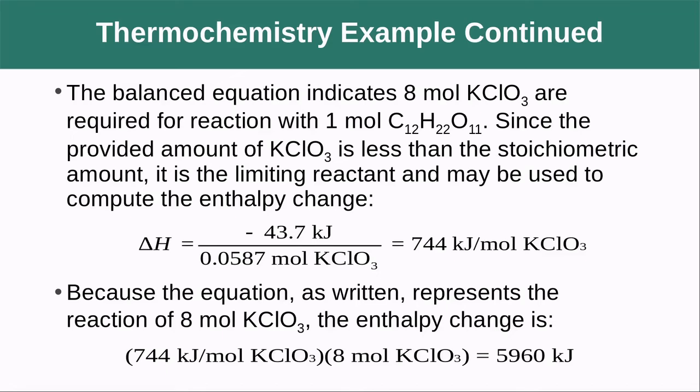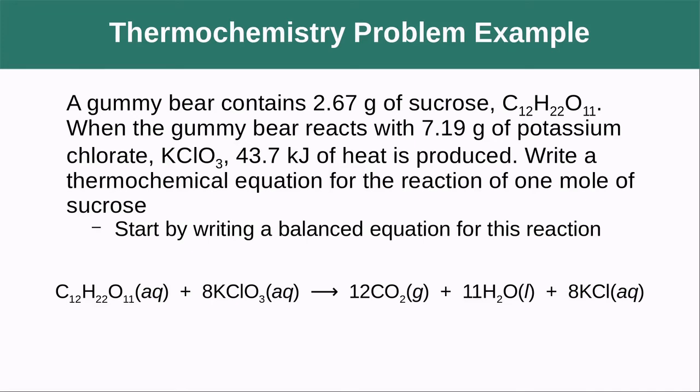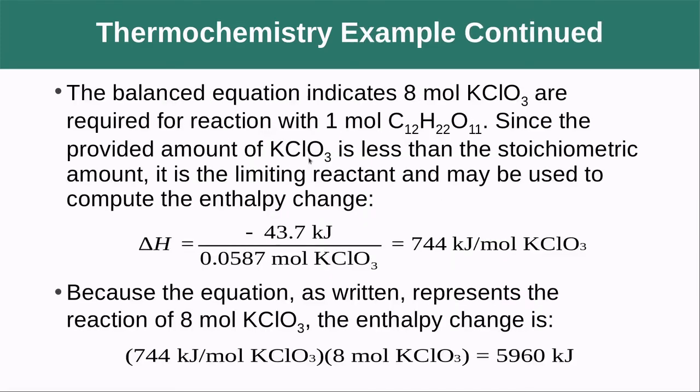Next, we take the limiting reactant, our potassium chlorate, and use that to determine our delta H change. We come back and look at the problem. We see that 43.7 kilojoules of heat is produced. That's all of our heat right here. We're going to divide that by the number of moles of potassium chlorate, and we'll see that for every mole that reacted, we got 744 kilojoules of heat released.